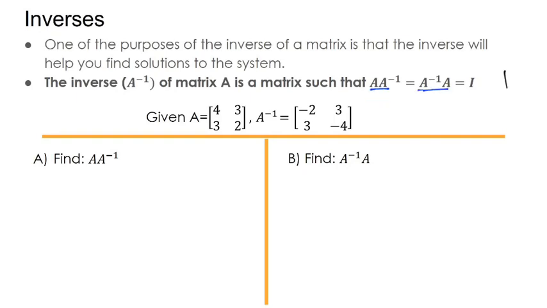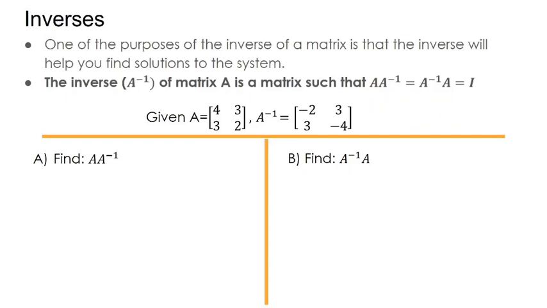A times A inverse is equal to A inverse times A, but no matter what, whenever we multiply those, we should get the identity. Think of them the same way you think of multiplicative inverses. If I multiply 3 times 1/3, I get 1 because those are multiplicative inverses. If I multiply 1/8 times 8, I get 1 because those are multiplicative inverses. That's kind of like what these matrix inverses are.